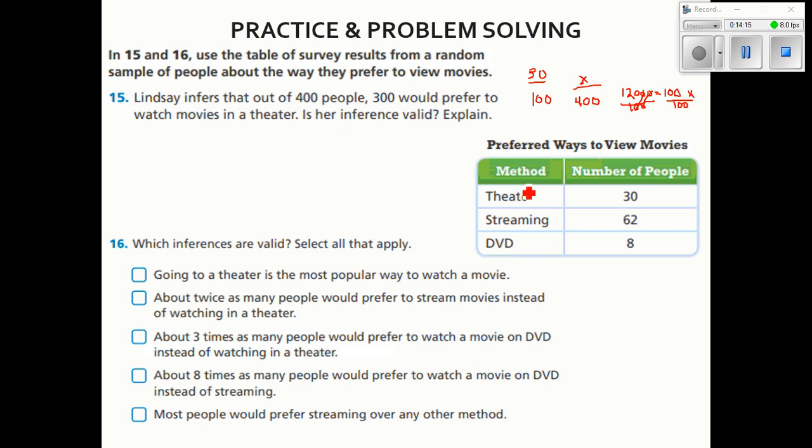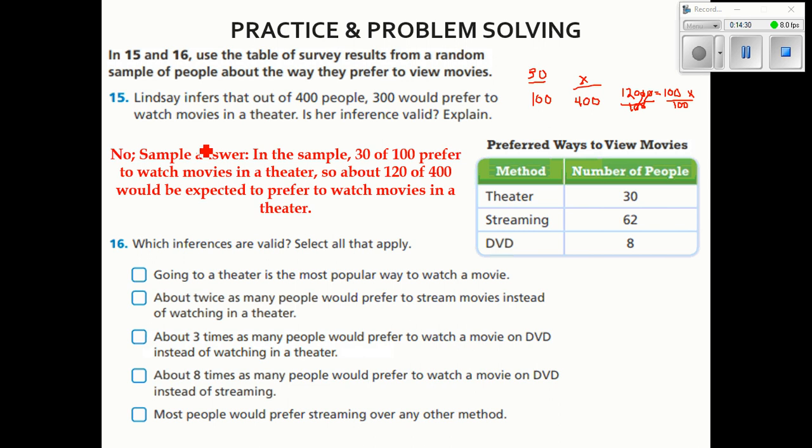Is her inference correct? No. In the sample answer, 30 out of 100 prefer to watch movies in a theater. So that's about 120, which is what we came up with, out of 400 who would be expected to prefer to watch movies in a theater. Does everyone see how I got that answer?